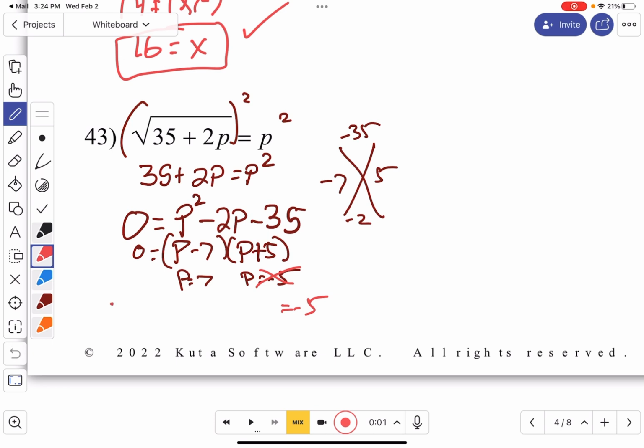The other one, we'll check to see. 35 plus 2 times 7 has to equal 7. Well, that's 49. Square root of 49 does equal 7. So 7 works. We can't have a negative answer. So that one's wrong.